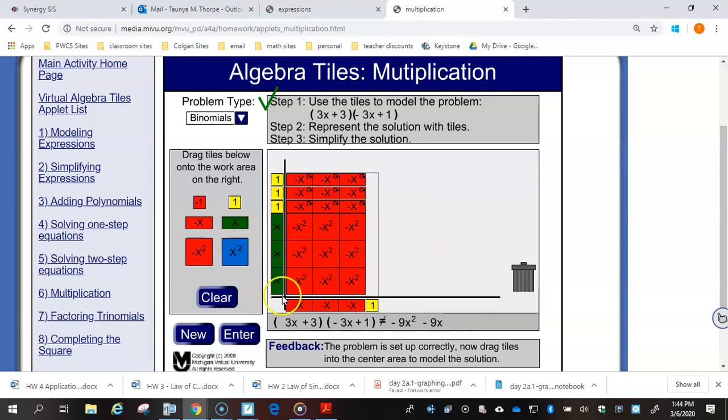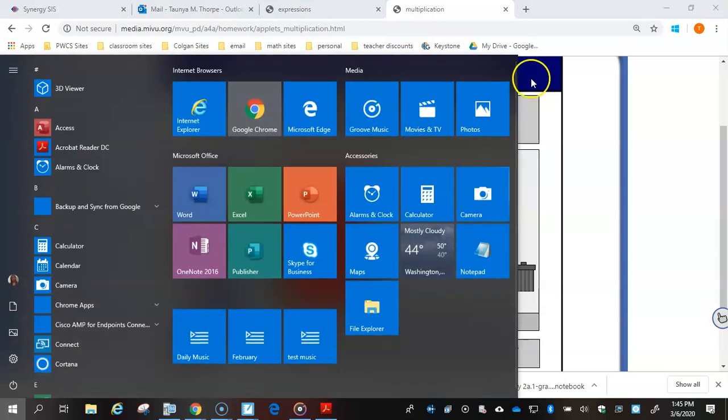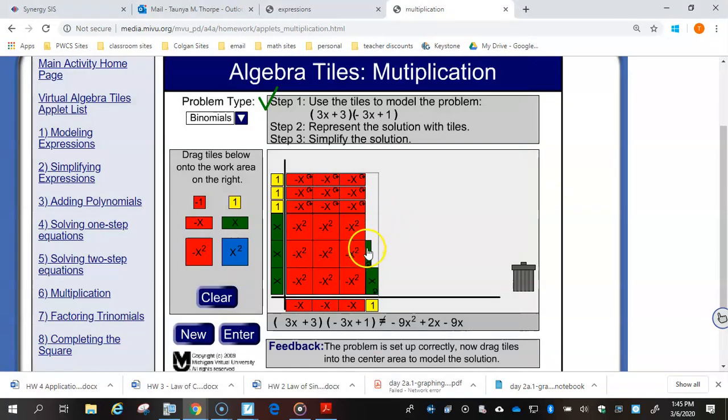What is 1 times x? 1x. Yes, Michael. What is 1 times x? 1x. Same thing here. What is 1 times 1? 1.